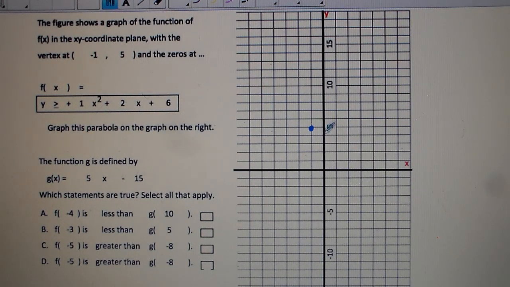Well, if I put 0 in, I want to find out where that output is. So 1 times 0 squared plus 2 times 0, we're going to see that it's a result of 6 in the calculator. So that means negative 2 is also at 6. And then if I put 1 in there, 1 squared is 1 times 1 plus 2 times 1 gets you a total of 3. 3 plus 6 gets you 9. So when x is 1, our y output is at 9.